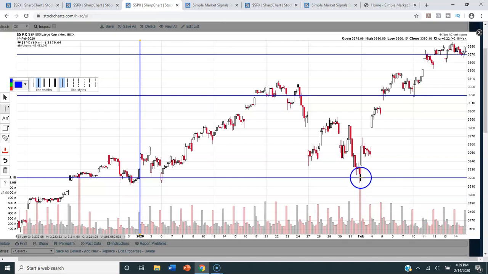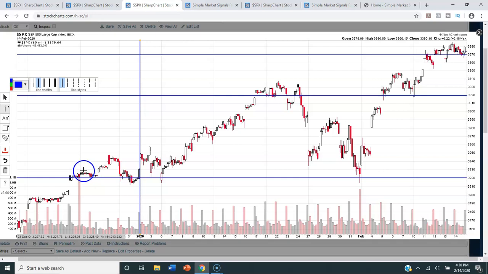Where the wick is, or the tail on this candlestick, the wick's on the top, you can see we dipped below it intraday, but we never closed below this 3220 since the first of the year. And over here in December, you can see that it acted as a support area. Once we got above this 3220, we traded really tightly.